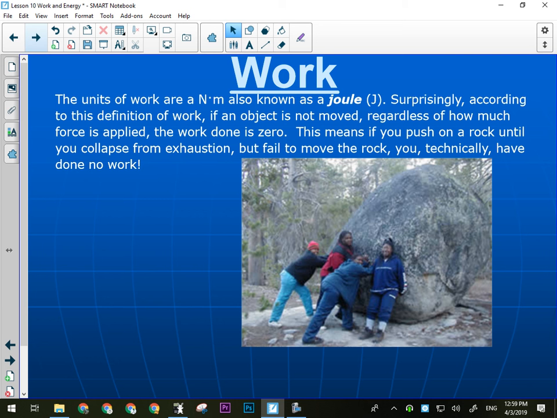I'm not changing the mechanical energy of the wall. My mechanical energy is not really changing. I mean, a little bit, my muscles shorten. But for the most part, I'm accomplishing nothing.